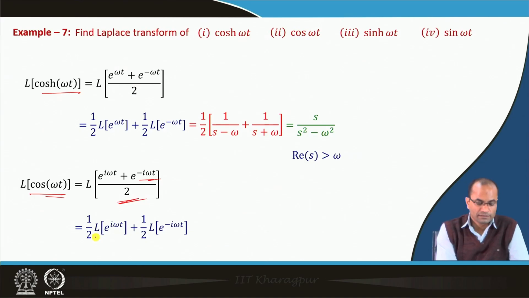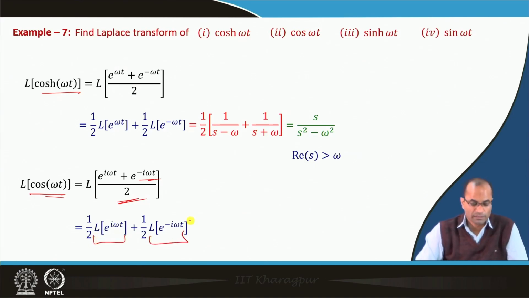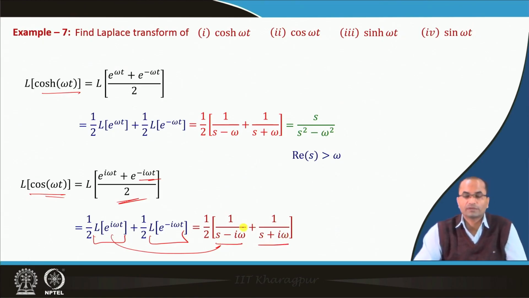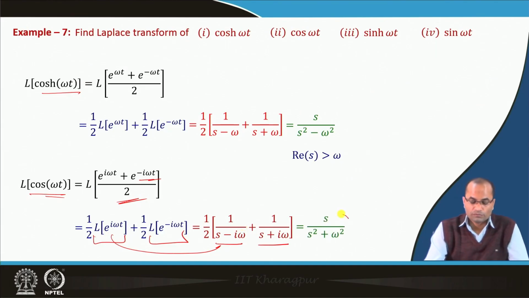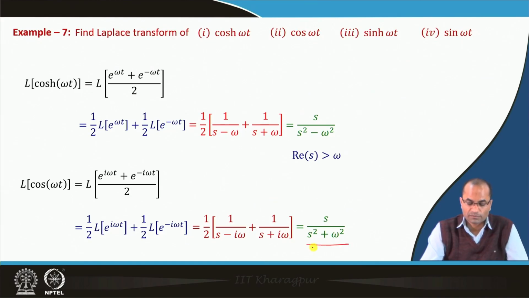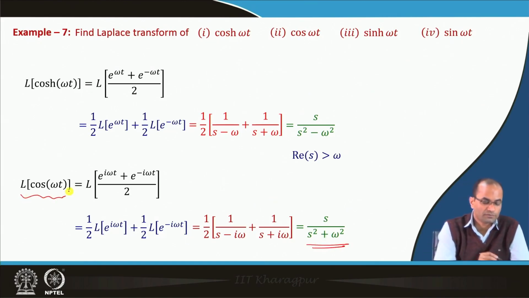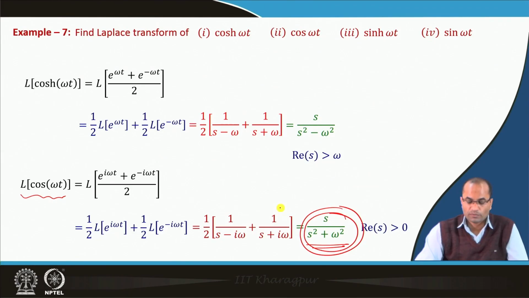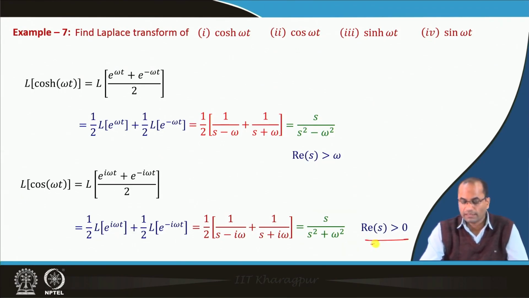Again the linearity says that we have to just get the Laplace of e power i omega t and e power minus i omega t exponential functions, which we have already evaluated. So, we have 1 over s minus i omega, and 1 over s plus i omega, and this is again valid for real s positive. Just simplifying this, we get the result s over s square plus omega square. So, that is the Laplace transform of cos omega t, and this is valid for real s positive.